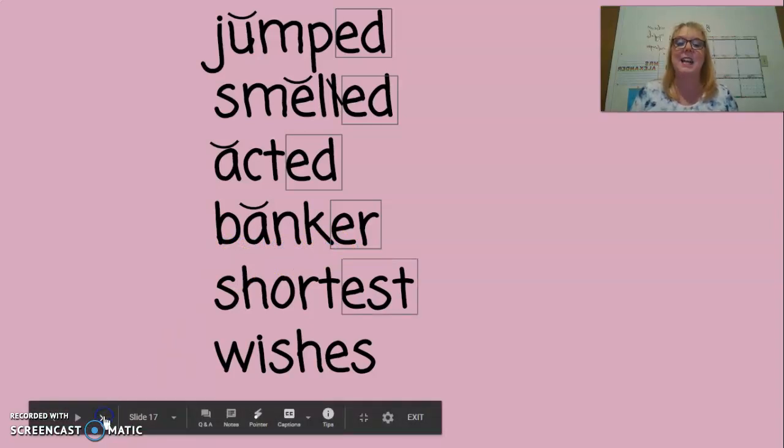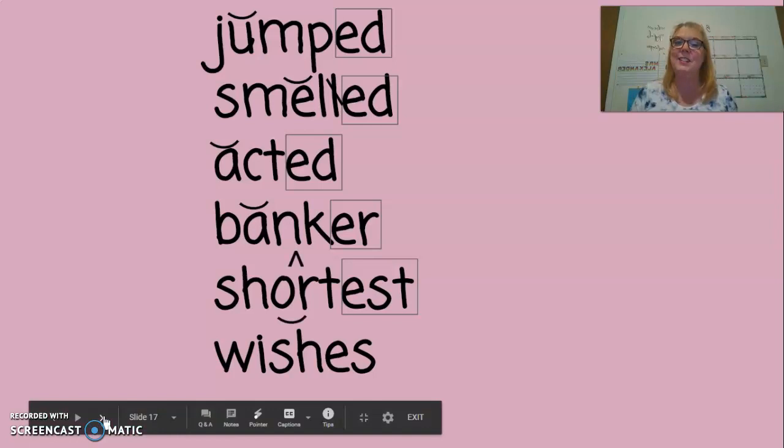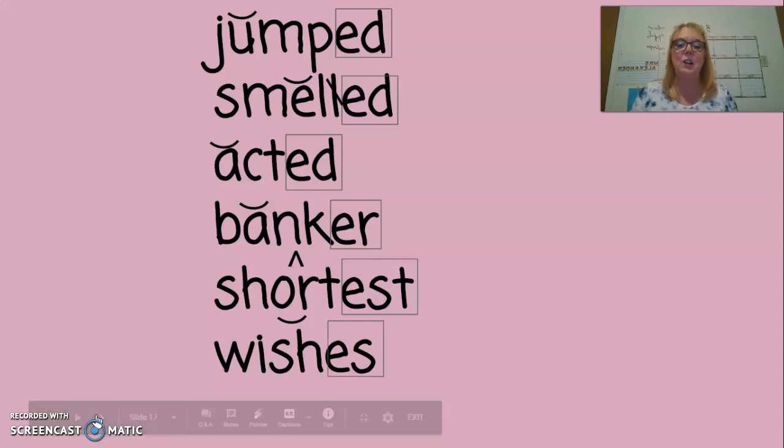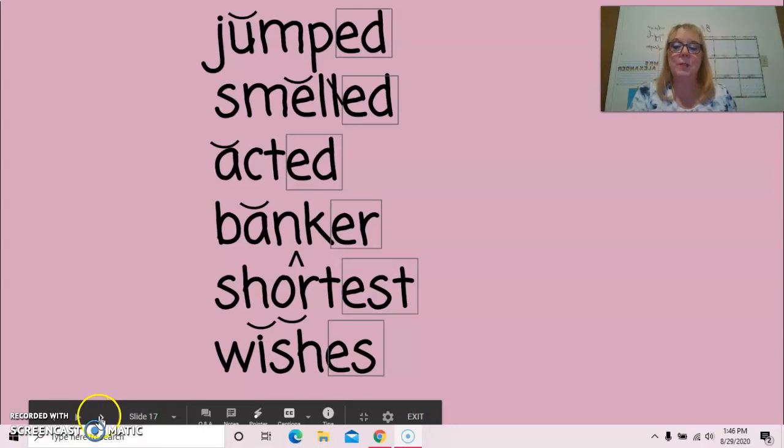The suffix is est. What kind of a syllable is that word? Did you say a vowel R syllable? Good job. So you've got the arc and the circumflex. Good job. So read that. Now read it with me. Shortest. And finally, the word on the bottom, the suffix is es. This one's going to be a closed syllable. So we're going to mark it with a breve. Now read that word. Read it with me. Wishes. You did a great job with those words.